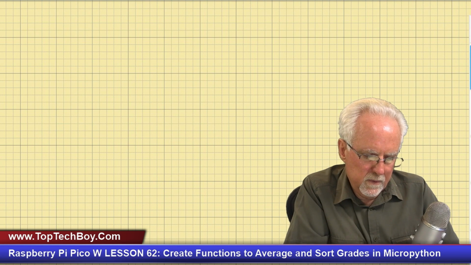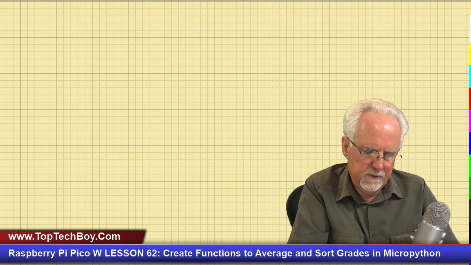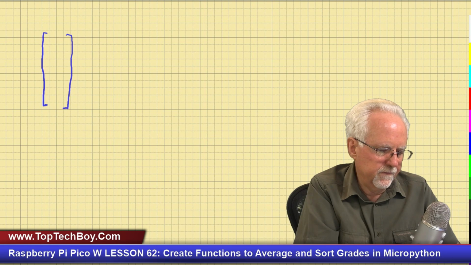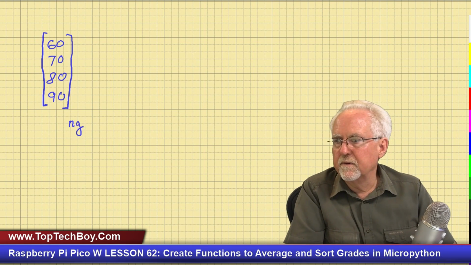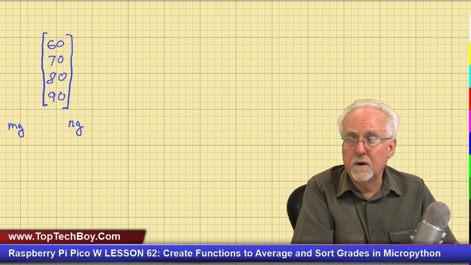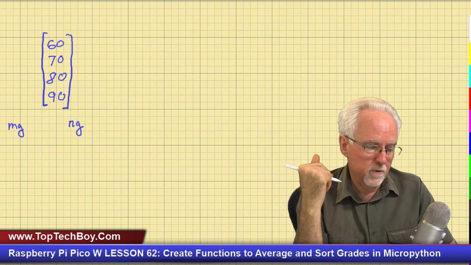And my pen is not working. Okay, now let's try it. Okay, let's say that I have an array of grades. I'm going to put them in backwards order because that's kind of like the worst possible case. So let's say that I have 60, 70, 80, and 90, right? And then NG is the number of grades, all right? And then let's just call MG the array. MG is the array variable, and NG is the number of grades.